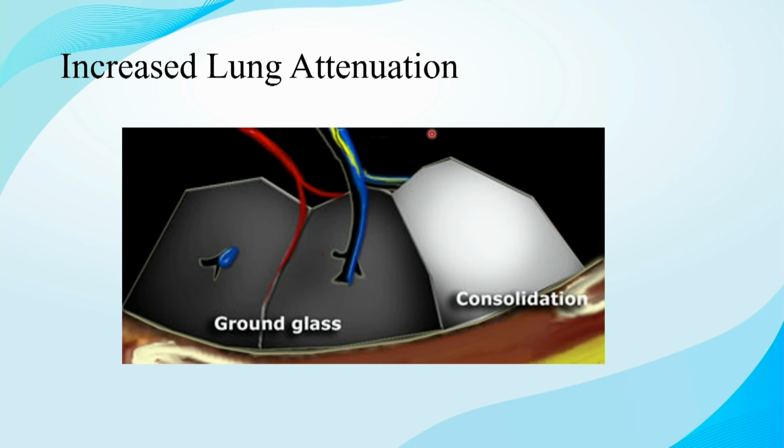We'll just touch upon another pattern, that is increased lung attenuation. Now increased lung attenuation can either be ground glass or consolidation. So what is ground glass? It is just a diffuse increase in the hazy pattern in the lung, in which the background parenchyma is not obscured, it's well maintained. Whereas in consolidation, it is increased opacification of the lung with complete obscuration of the background structures.